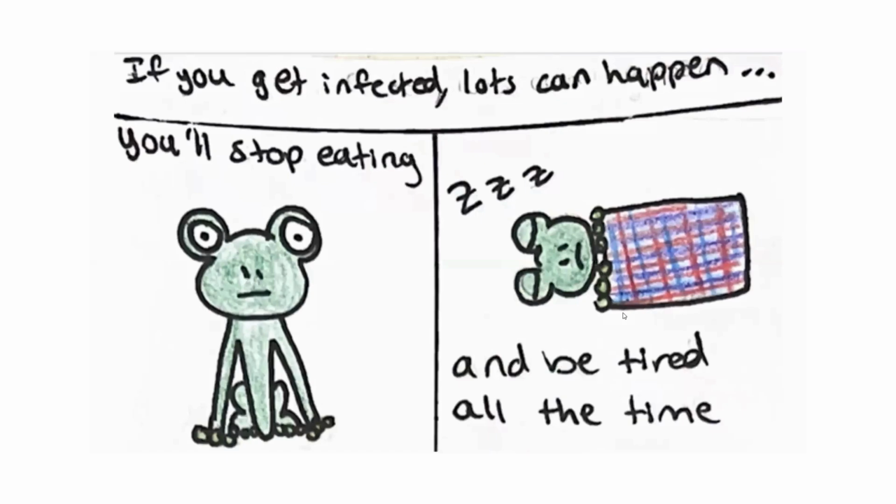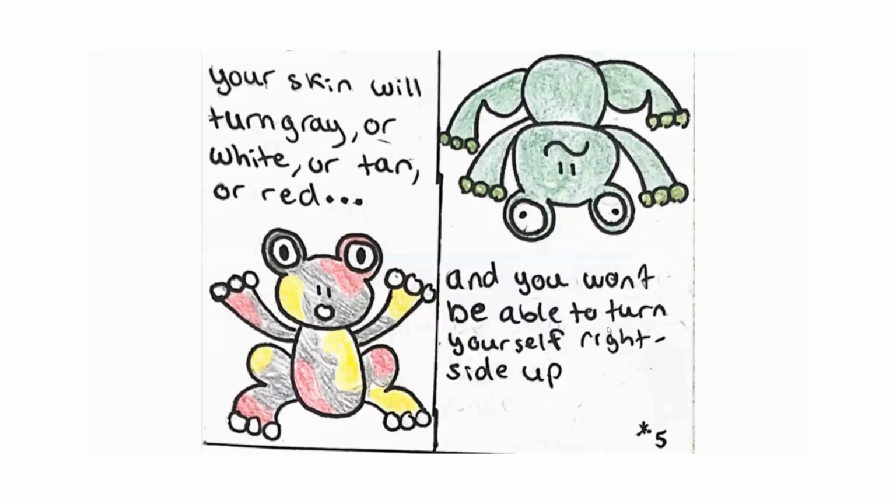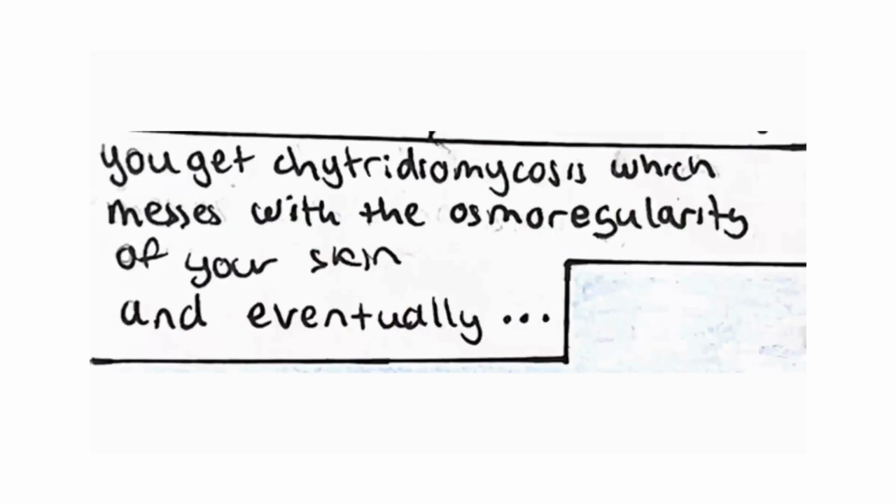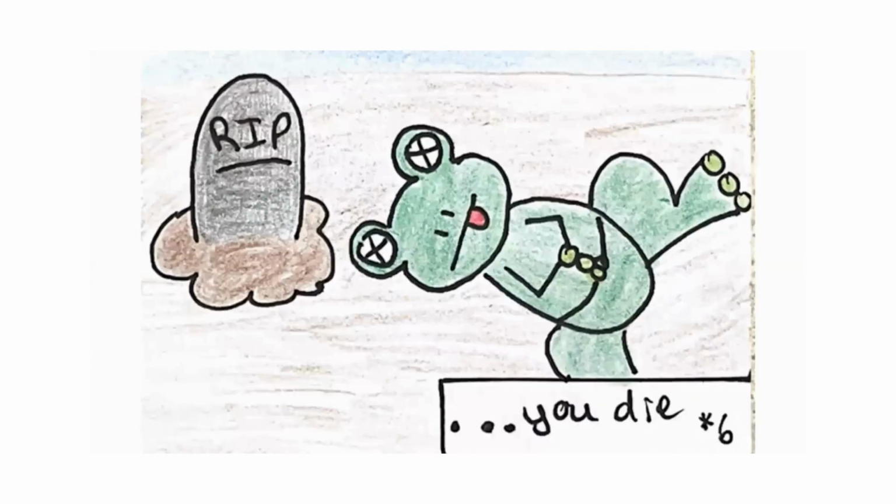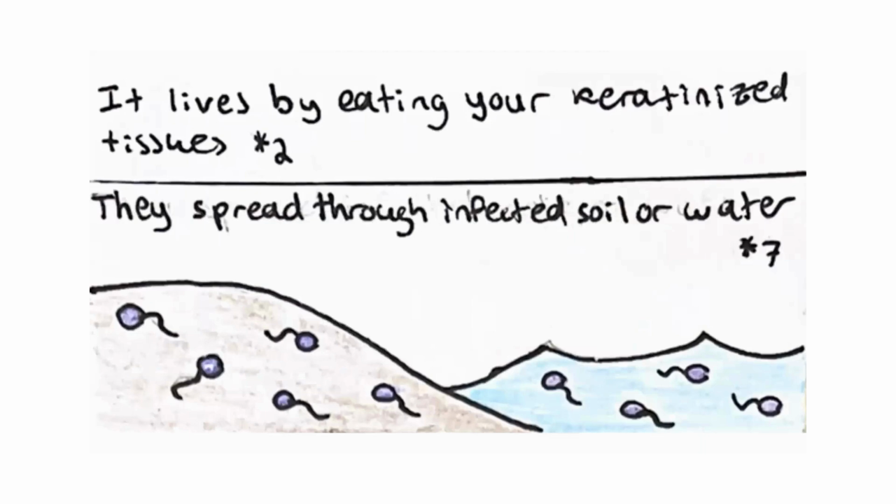If you get infected, lots can happen. You'll stop eating, you'll be tired all the time, your skin will turn gray or white or tan or red, and you won't be able to turn yourself right side up. You'll get chytridiomycosis, which messes with the osmoregulation of your skin, and eventually, you'll die. It lives by eating the keratinized tissues in your skin.